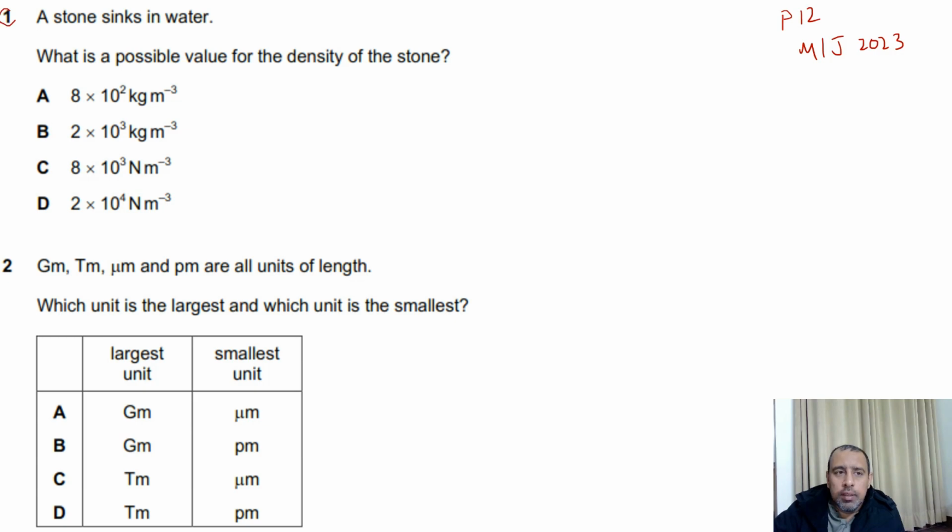In question number 1, a stone sinks in water, what is the possible value for the density of the water? It means if we have water here and want to put a stone inside, the stone must be over there. It means the density of the stone must be greater than the density of the water. And you know that the density of water is 1000 kg per meter cube.